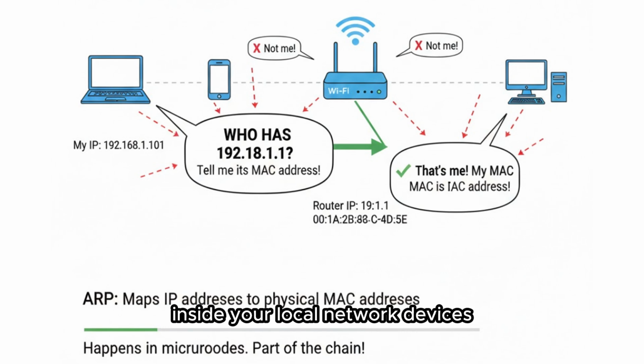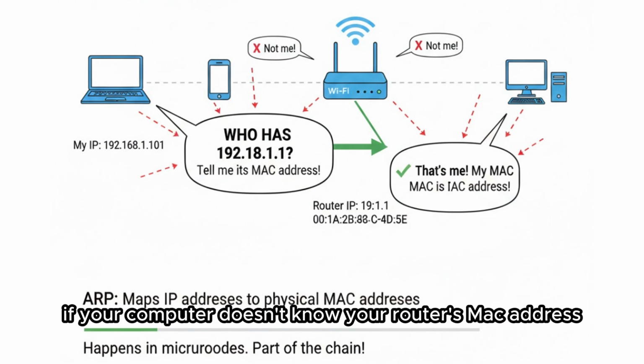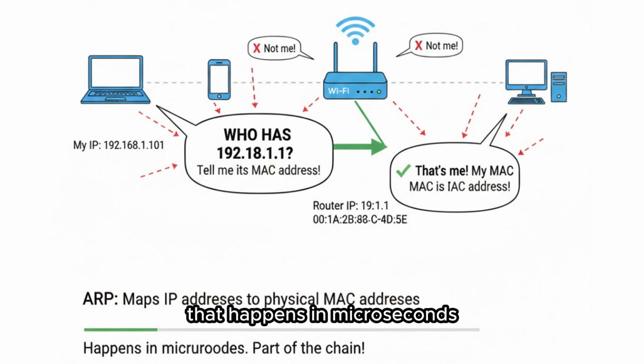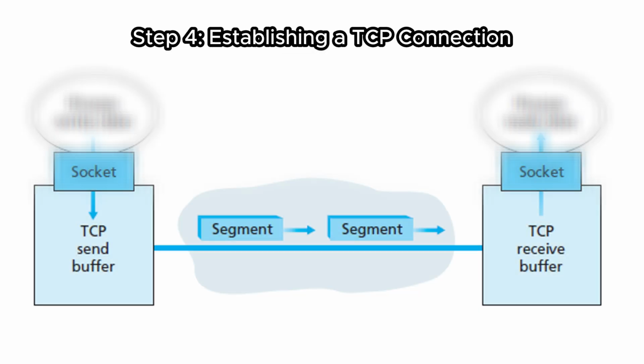Inside your local network, devices use ARP, Address Resolution Protocol, to map IP addresses to physical hardware addresses. If your computer doesn't know your router's MAC address, it broadcasts a request across your local network. That happens in microseconds, but it's still part of the chain.